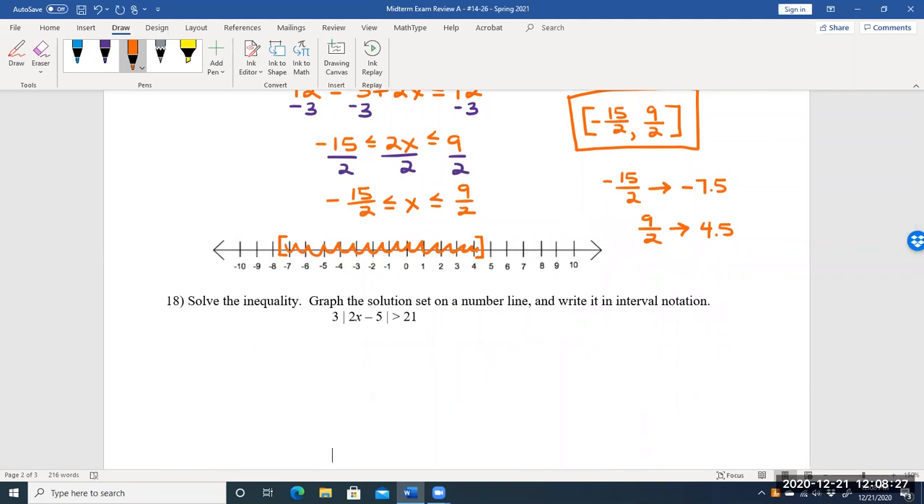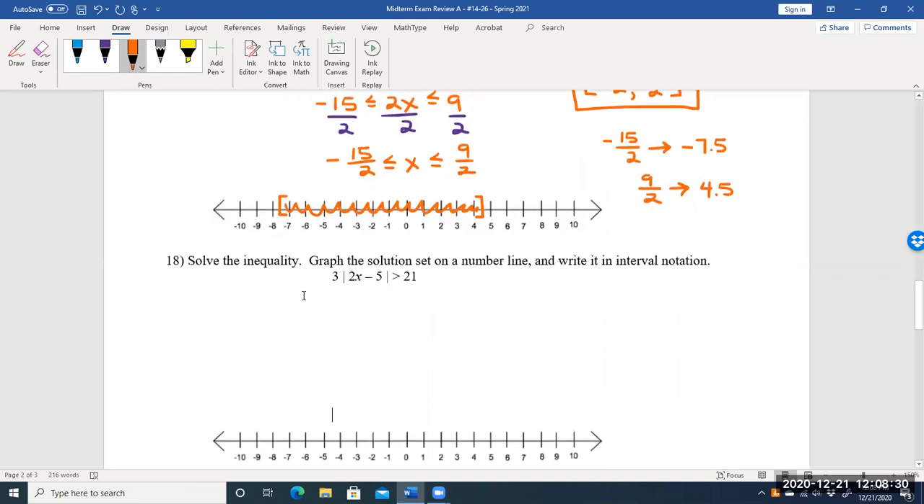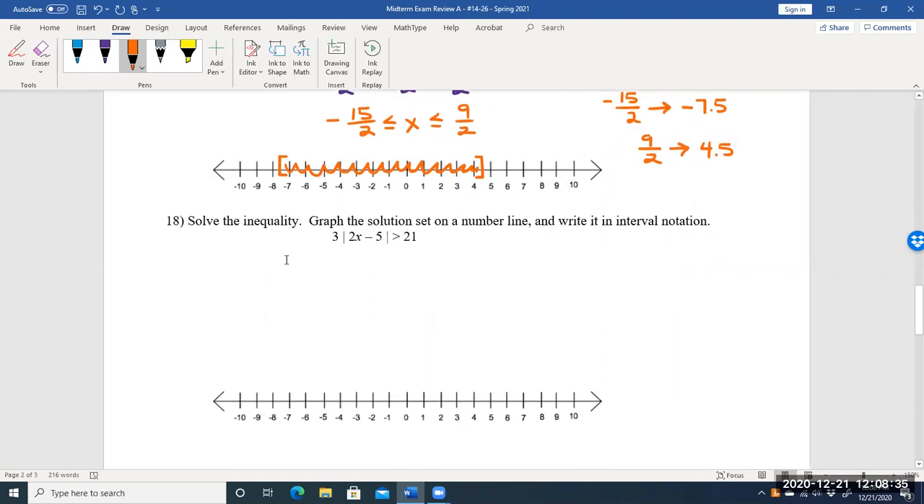Okay, let's look at number 18. Before we split this into 2 inequalities, the first thing we need to do is isolate our bars. So I'm going to divide both sides by 3. We do not distribute the 3. That's not a good idea. I guess I should say it works with absolute value equations sometimes, but not all the time. So we definitely want to divide both sides by 3.